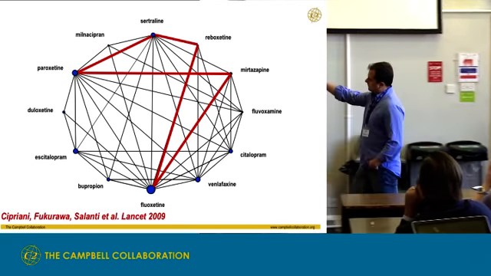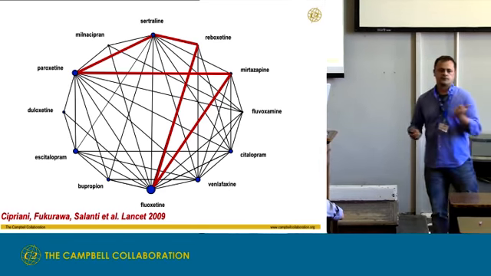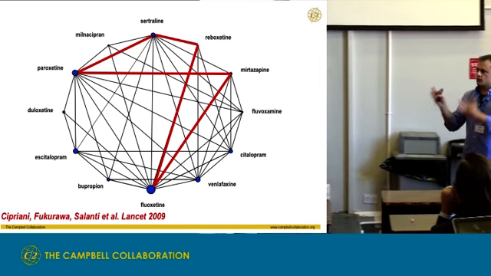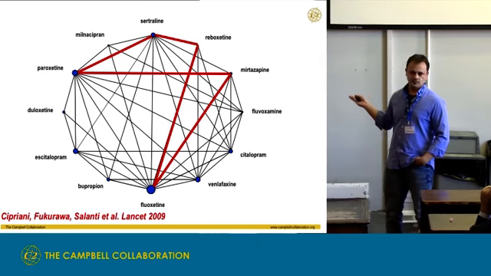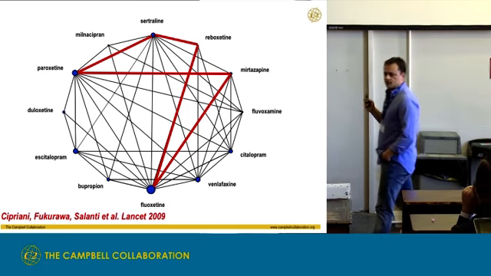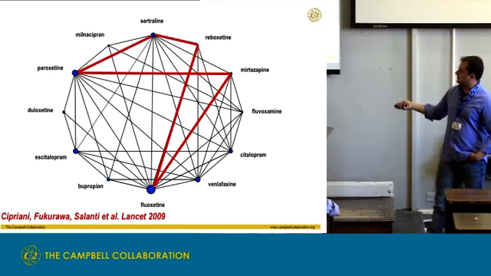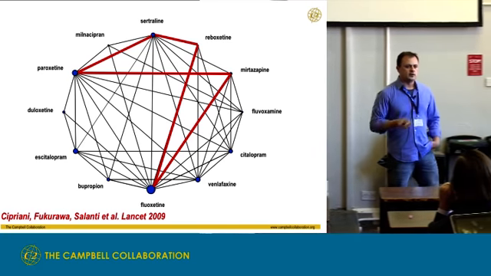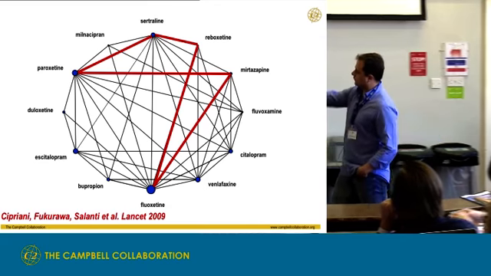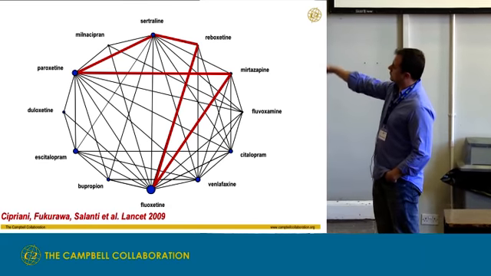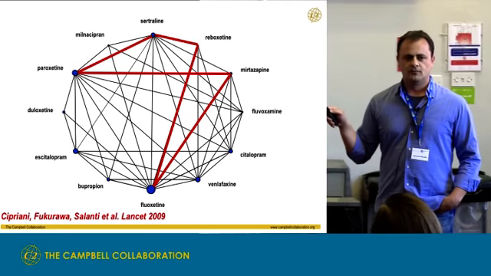If you notice, the nodes do not have the same size. The size of the node is proportional, actually, it's an option, either to the number of studies involving this node, this treatment, or to the number of individuals that have been randomized to this group, to this treatment. So fluoxetine is the largest node. That means that most studies compare fluoxetine to something else. And actually, you can see that from fluoxetine, there are lots of edges going to other nodes. So do you have any questions so far?